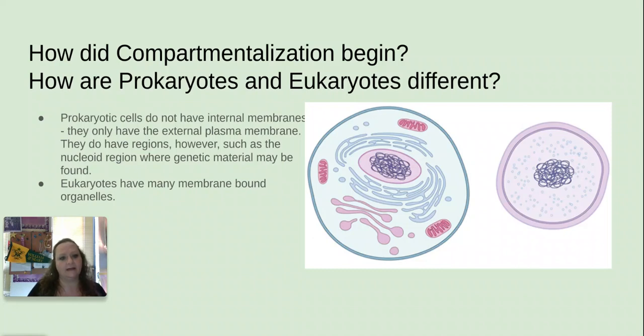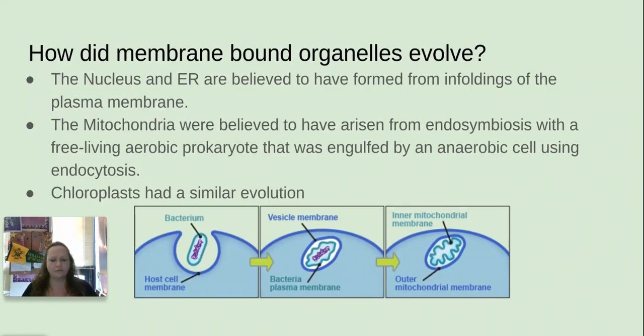If we look over at the prokaryote, which is to the right here, you can see that it has a nucleoid region where the genetic material is contained, but that's about it. The only membrane that we see is the plasma membrane. But eukaryotes have all of these different compartments. So then how do we go from prokaryotic cells to eukaryotic cells with all of these different membrane-bound organelles? The nucleus and the ER, we theorize, formed because the plasma membrane folded in on itself. Those infoldings created these structures.